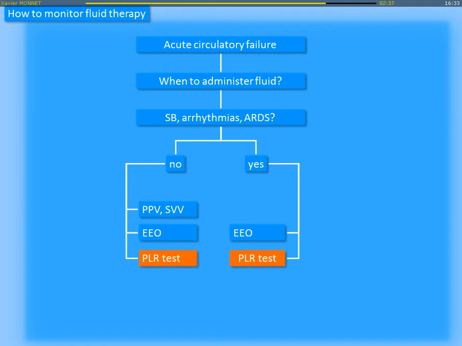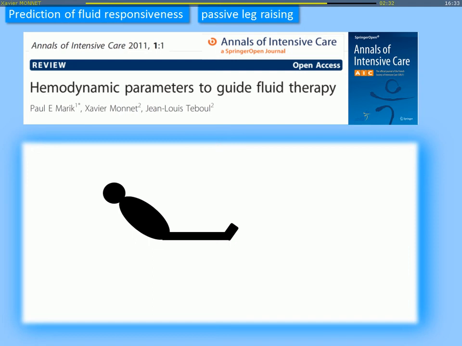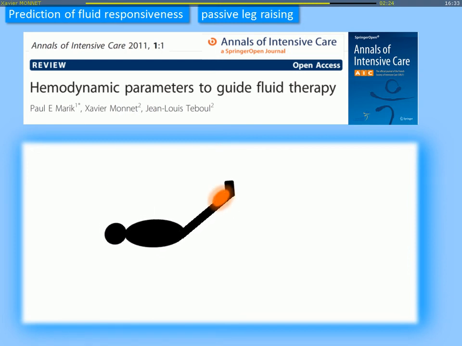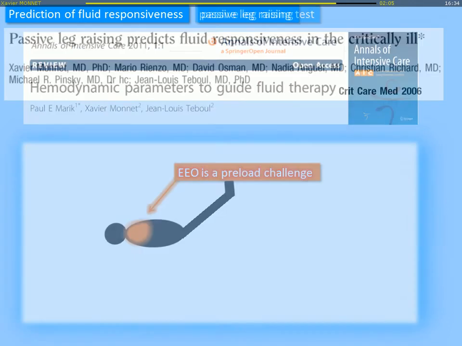The second alternative is the passive leg raising test, and of course you know about this test. You know that transferring a patient from the semi-recumbent position, which is important, to the horizontal trunk position allows the transfer of some fluid and some blood from the legs, but also from the large splanchnic compartment, toward the cardiac cavities. Again, not EEO, I'm sorry, but passive leg raising is a preload challenge.